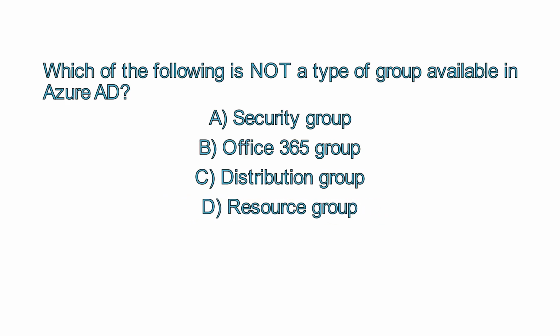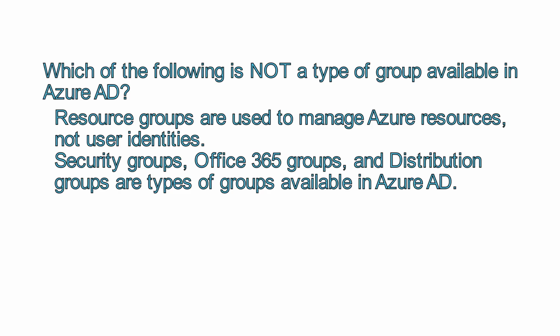La respuesta correcta es D, resource group. Resource groups are used to manage Azure resources, not user identities. Security groups, Office 365 groups, and distribution groups are types of groups available in Azure AD.